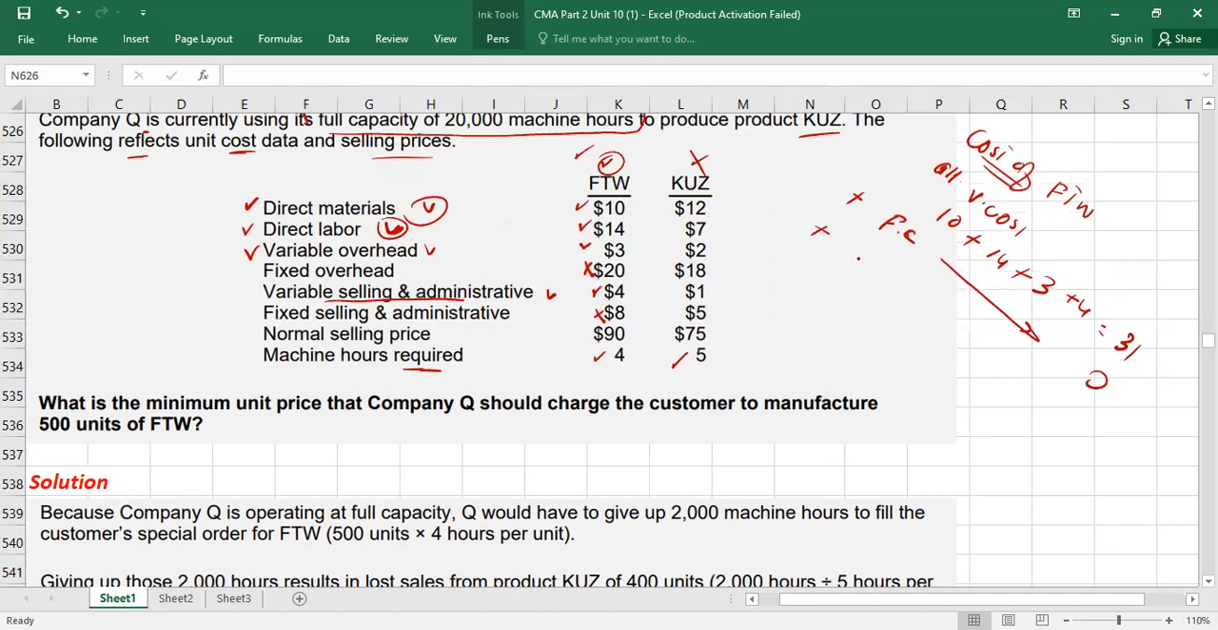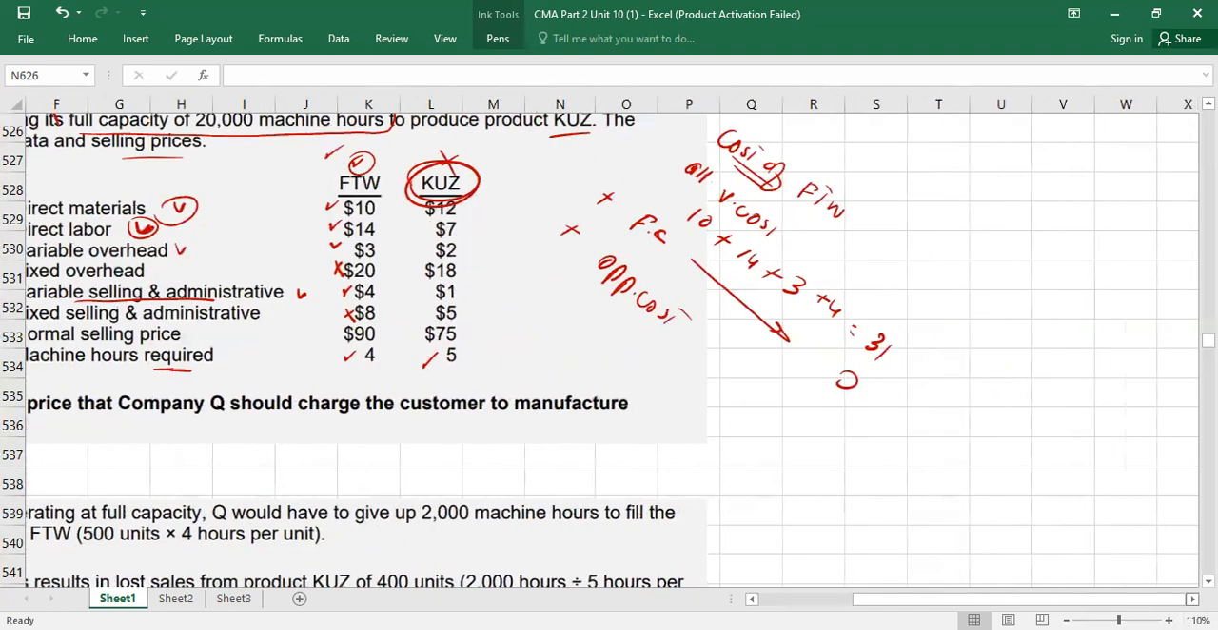Plus you have to add your opportunity cost. And how will you calculate opportunity cost? Please remember, opportunity cost is revenue lost. You are going to lose revenue because you are going to stop the production of KUZ. So how to calculate opportunity cost, guys? Actually, you have to calculate the contribution lost. You have to calculate the contribution loss on KUZ, because you're going to stop this product. Okay. This is how you would work, guys.